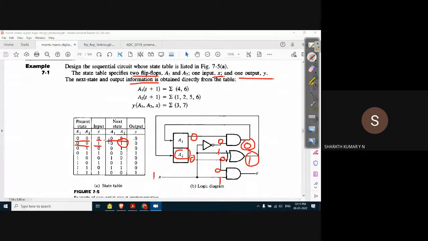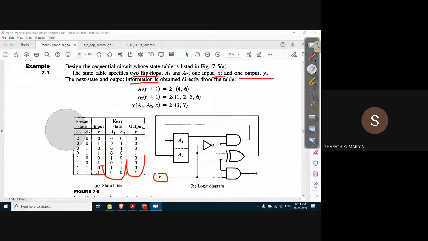A1 is still 0. Next state is also 0, and output is also 0, because the output Y is the output of this AND gate, which is equal to 0. Like this, we can analyze for all the possible input conditions: 0 0, 0 1, 1 0 and 1 1. For each state with the input of 0 or 1, because there is only one input, we find the next state of the flip-flops, that is A1 and A2, and for this condition, the output of the circuit, that is Y.